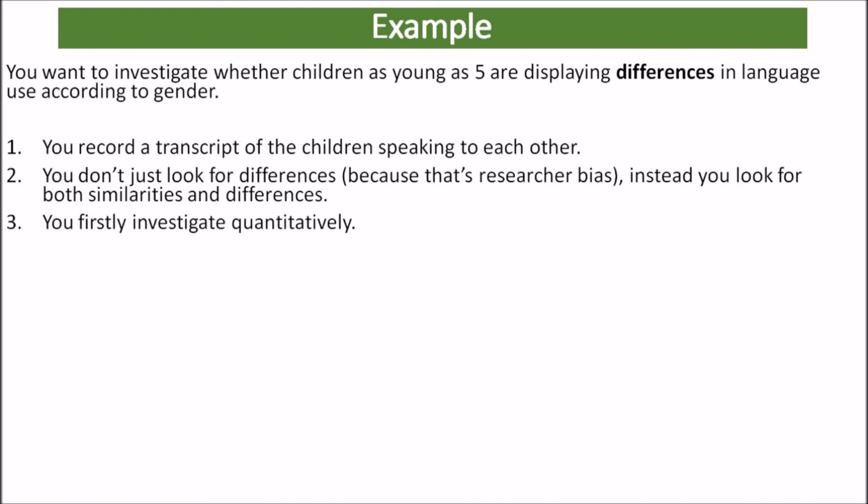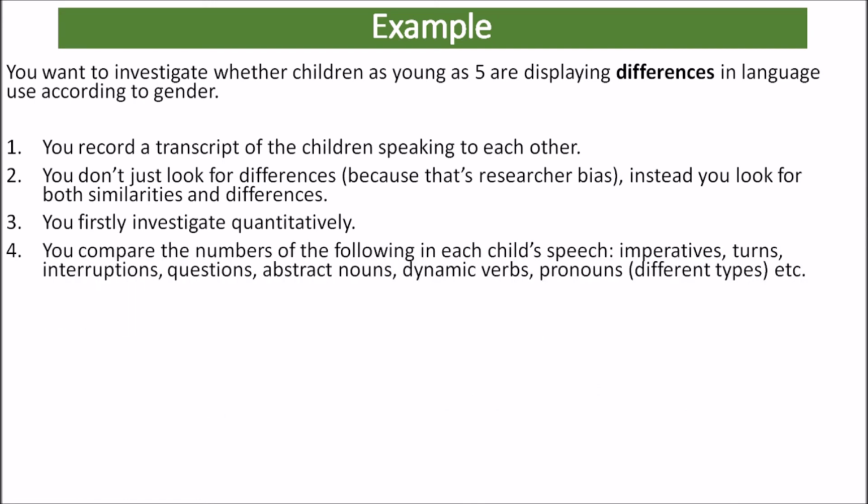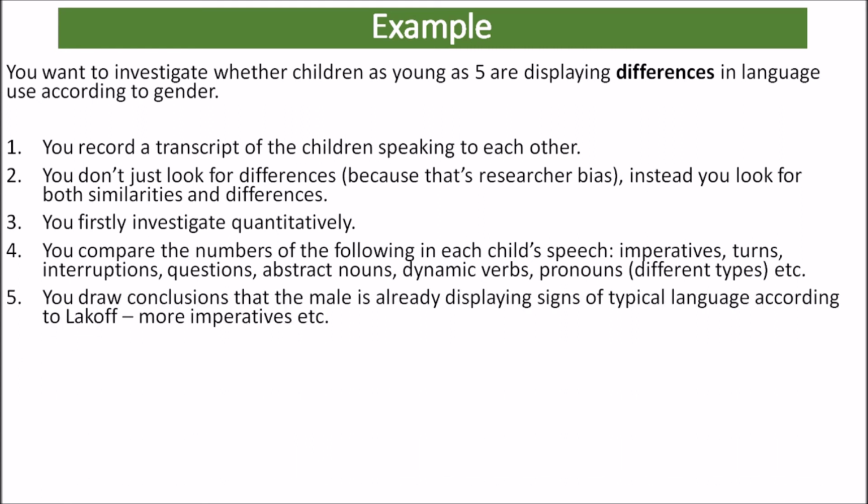You're going to investigate quantitatively first. So you're going to look at numbers. And you're going to compare the percentages, I should have said, sorry, of the following in each child's speech. You're going to look at percentage of imperatives, turn taking, interruptions, questions, abstract nouns, different types of pronouns, anything at all, whatever you think is useful for your study. You're then going to draw conclusions, and you're going to say that the male, based on your quantitative approach, is already displaying signs of typical language according to Lakoff, more imperatives, etc. You bring Tannen in if you want to.